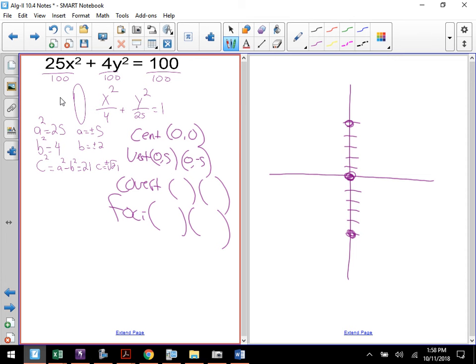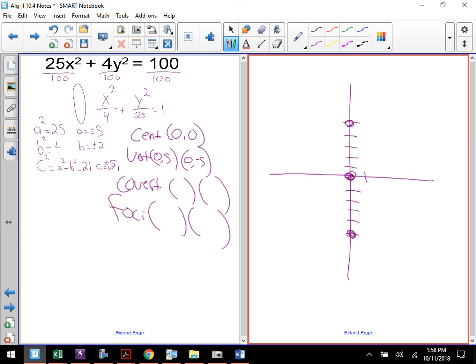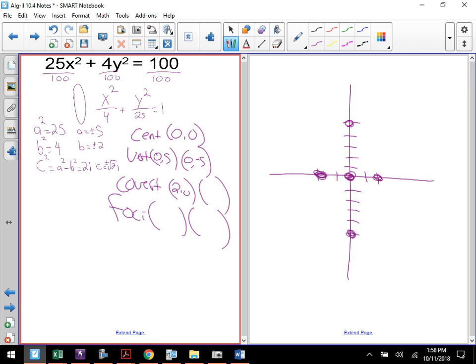The B value goes left and right 2. And then our C value is the square root of 21. Square root of 21 is more than the square root of 16, but it's smaller than the square root of 25, so it's like 4.8-ish. So somewhere between 4 and 5.